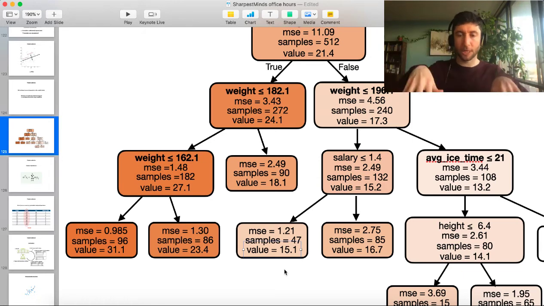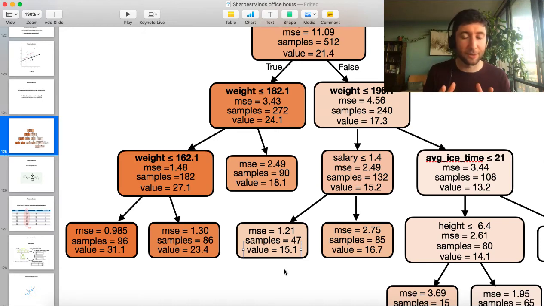Okay? So those leaf nodes, those final buckets, you just have to look at the average value of the players who ended up there during the training process, and that's going to be your prediction at test time or at inference time more broadly.